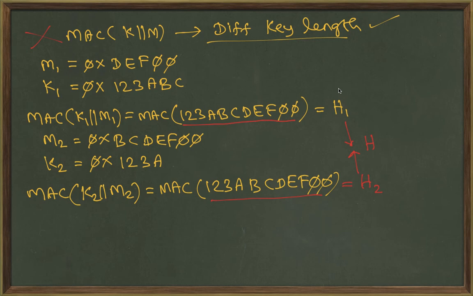Of course, there are ways to overcome this. For example, if you are using the Blake 2 algorithm, there is a way to overcome this. In the Blake 2 algorithm, or even if you use the SHA-3 algorithm, they are not prone to this attack.